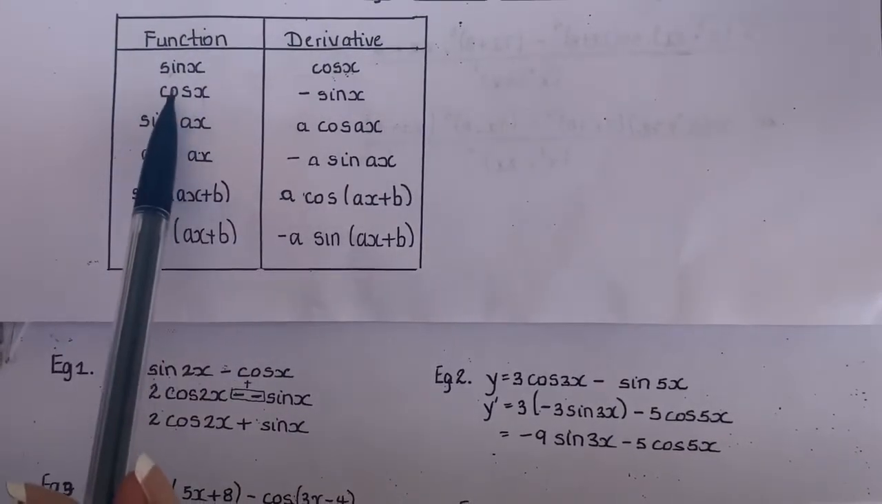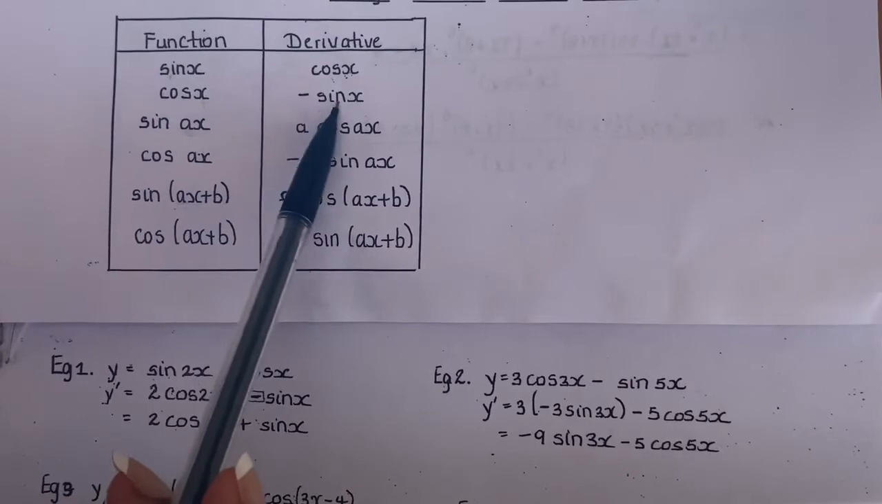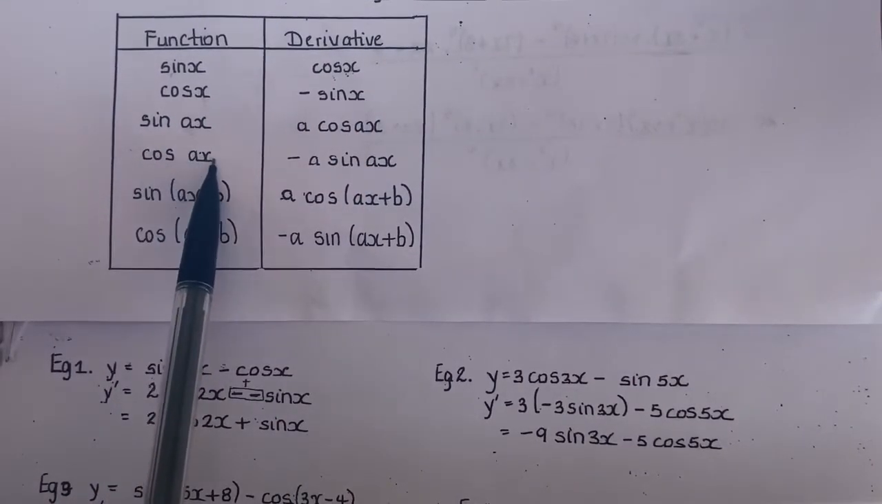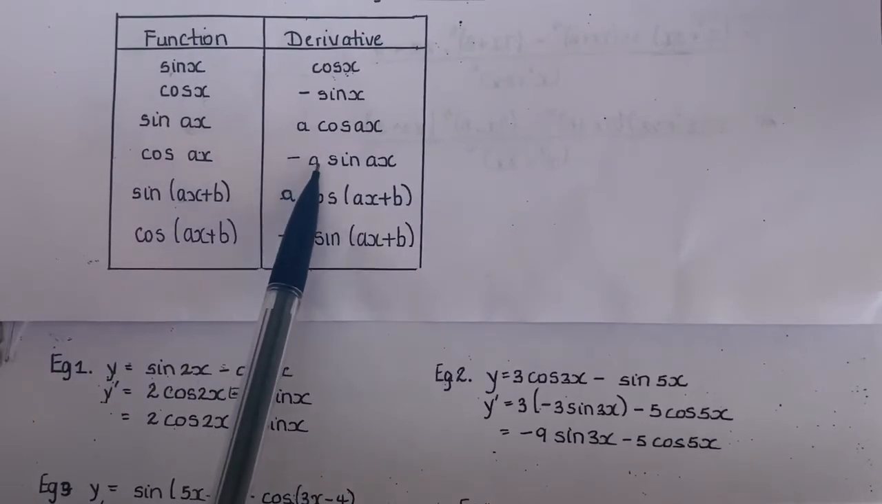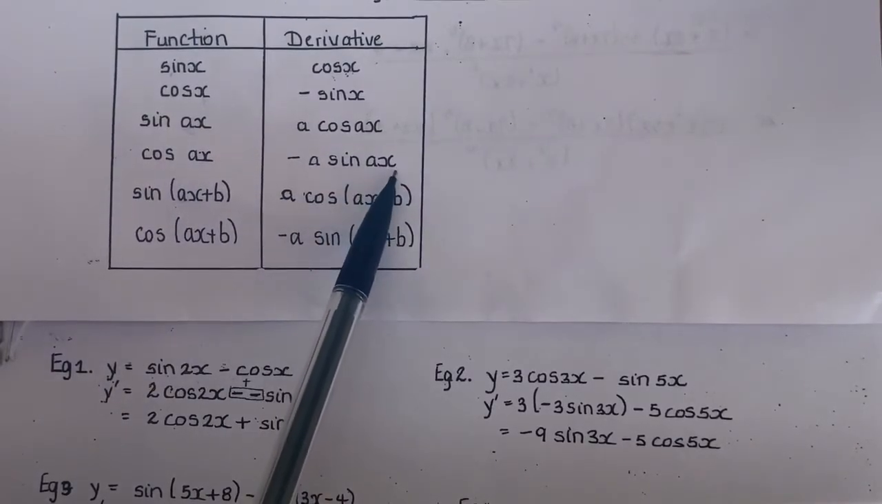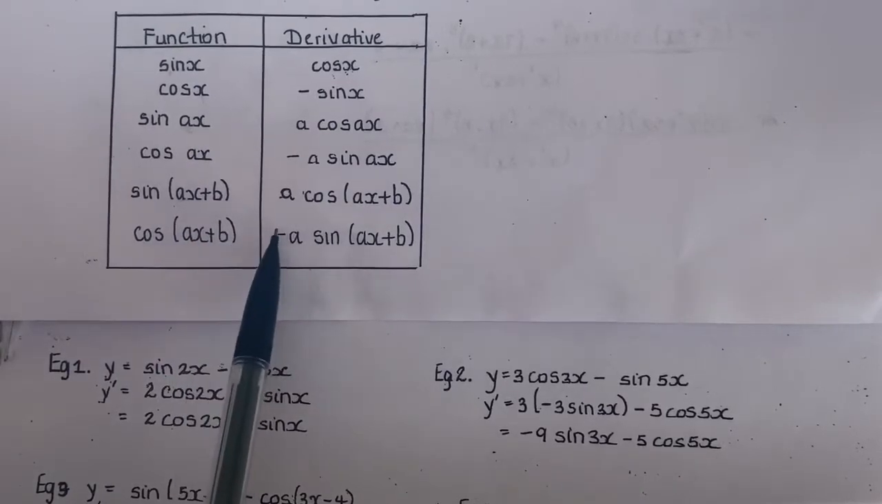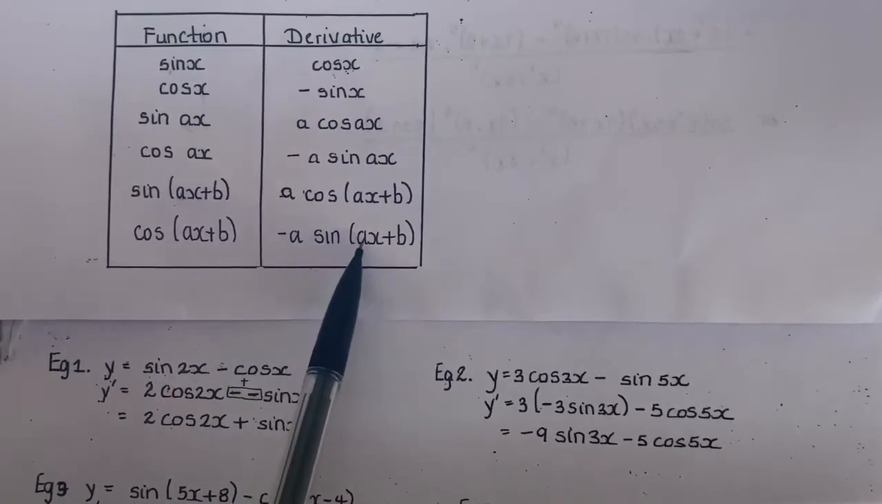For cos x, it's negative sine x as we said before. For cos ax, it's negative a sine ax. And for cos ax plus b, it's negative a sine ax plus b.